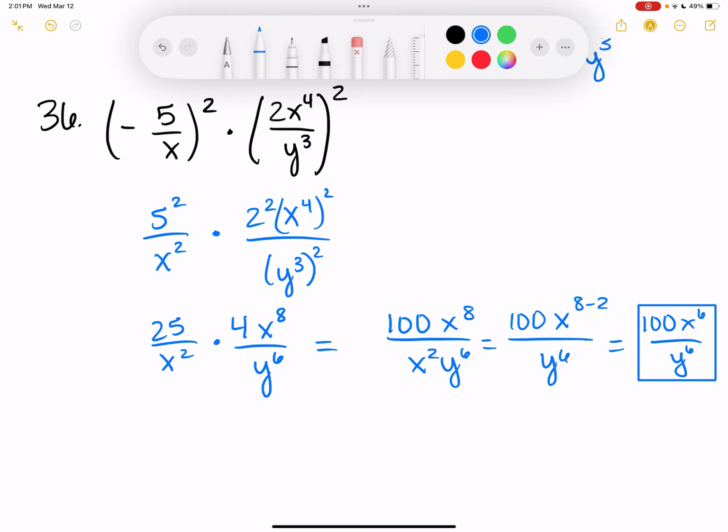All right, so the negative sign becomes positive. And then I have 5 squared over x squared times 2 squared x to the 4th squared, and then over y cubed squared. So then that gives me 25 over x squared times 4x to the 8th over y to the 6th. And then combining that top and bottom, I get 100x to the 8th over x squared y to the 6th. We subtract their exponents. And then ultimately get 100x to the 6th over y to the 6th. Any questions on that one?